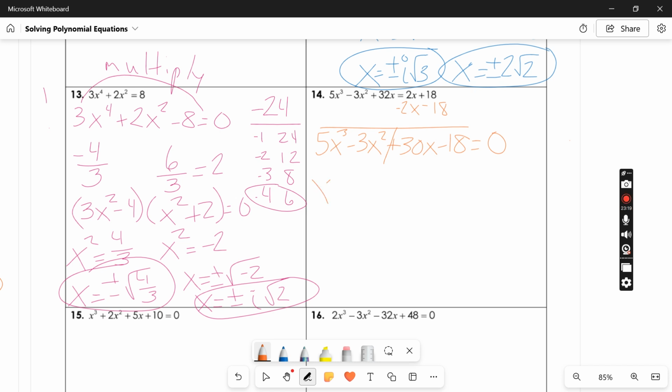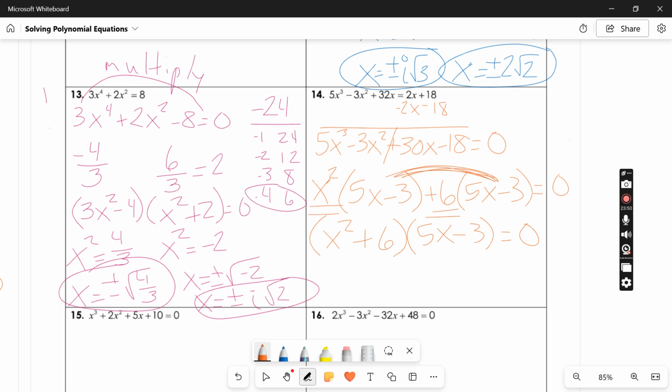This has an x squared in common, so this would be x squared times 5x minus 3. This one has a 6 in common, so this would be positive 6 times 5x minus 3. So then my factors are x squared plus 6 and 5x minus 3. Okay, the x squared plus 6 comes from the two that are out front from our GCFs. The 5x minus 3 is the one that's repeated right here.